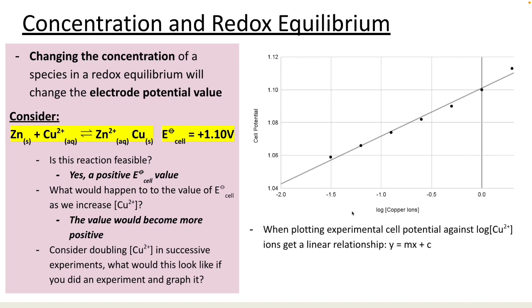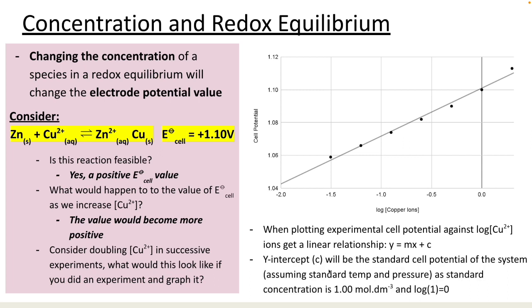When plotting experimental cell potential against log of Cu2+ ions, we get the classic y equals mx plus c. That's going to be important in just a moment. The y-intercept will be the standard cell potential of the system, assuming standard temperature and pressure, as standard concentration is 1 mole per decimeter cubed.